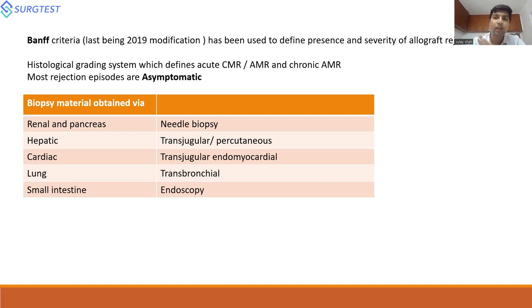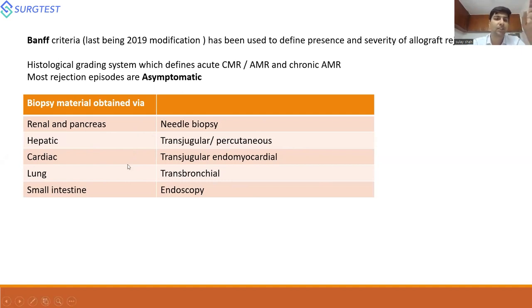The important thing about it is that these rejection reactions have to be picked up early because most of them are asymptomatic and are picked up by histological diagnosis, as mentioned over here, by biopsy from needle, transjugular, or any other routes, depending on where the primary organ is. The important thing, or what can be asked in MCQs, is the cardiac route. So cardiac biopsy is commonly not obtained directly by needle, but via transjugular endomyocardial route. Understood? So the cardiac biopsy is again taken via transjugular endomyocardial route.